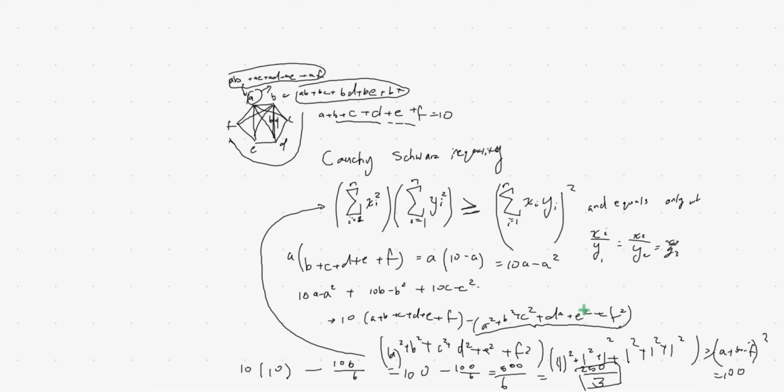And if you want to know what each of A, B, C, D, E, F is going to be, you can simply do A divided by 1 equals B divided by 1 equals C divided by 1, and so on. So A equals B equals C equals D equals E equals F equals 10 divided by 6. You can plug this in to check that it works. But by using the Cauchy-Schwarz inequality, we've proven that this works.